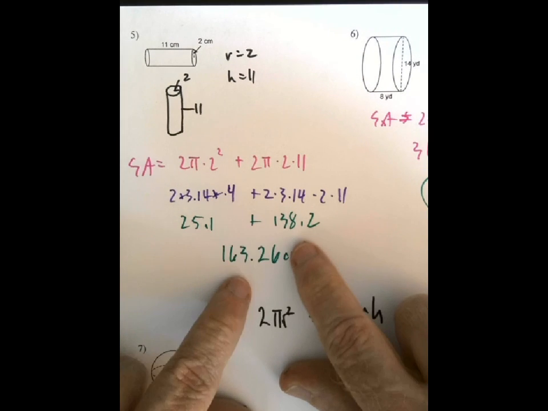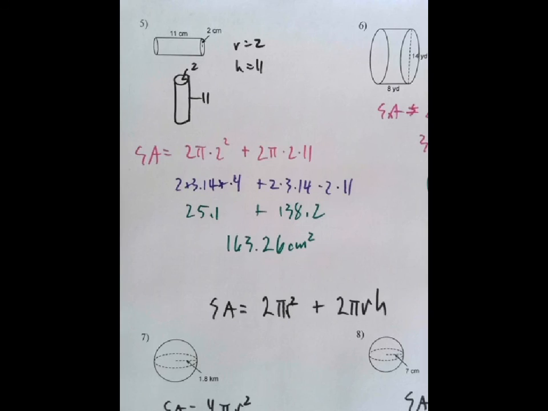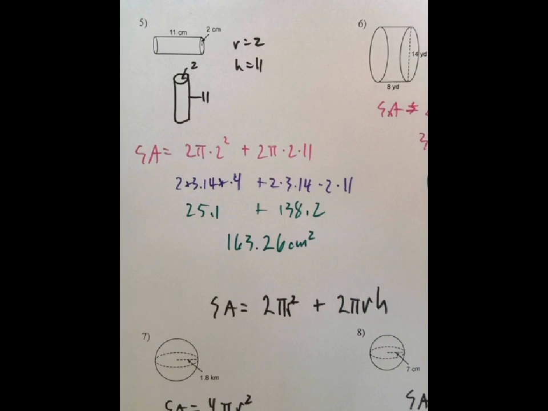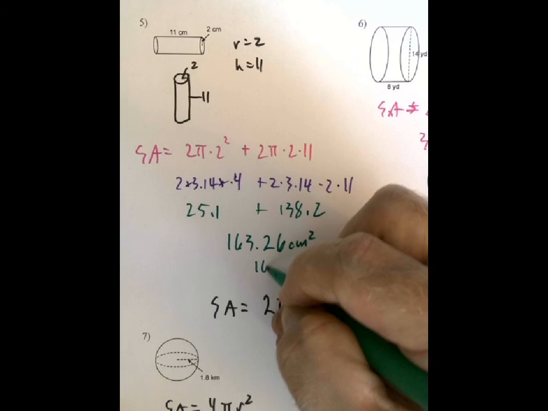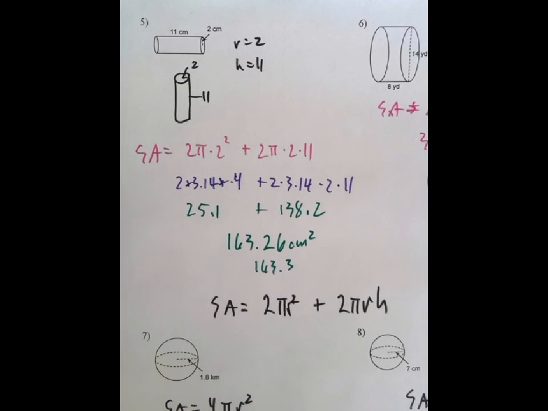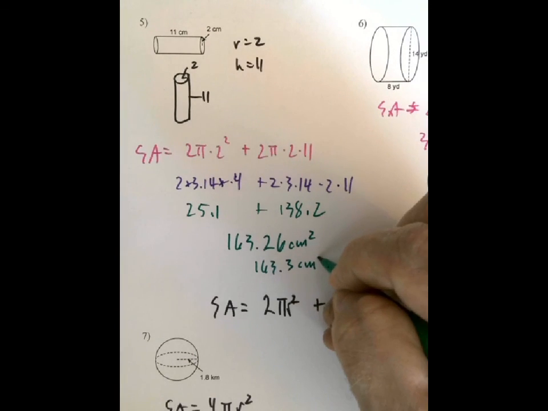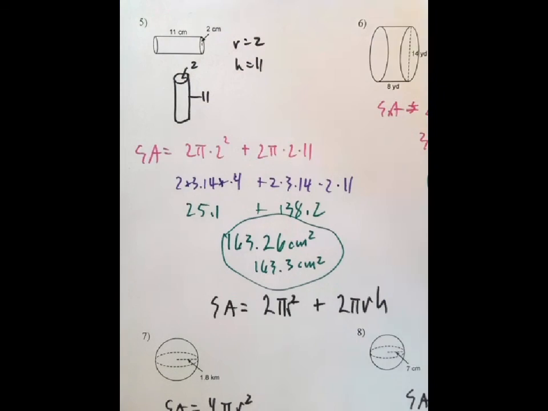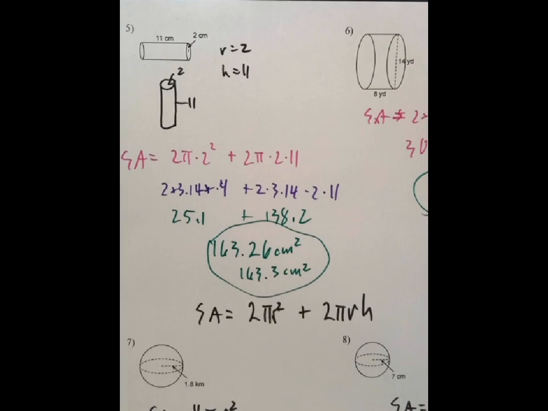Now we add them and we get 163.26, or actually we should probably round that off to be 163.3. Okay, so that's how that goes. Alrighty, so, square centimeters.